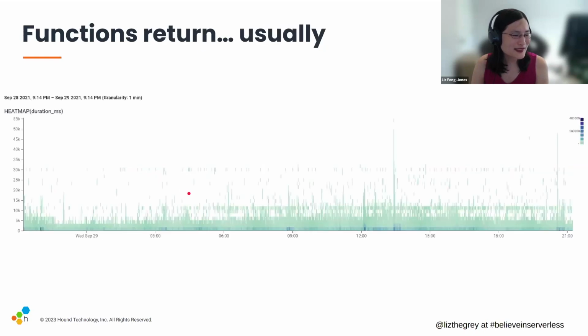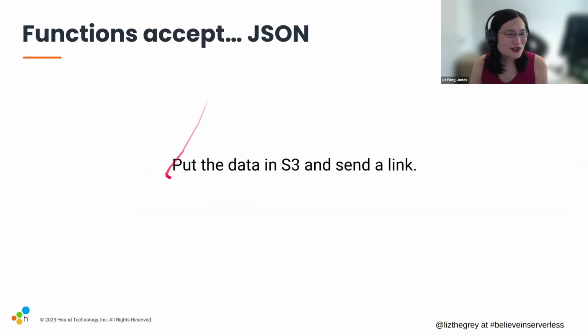Other facets here, functions accept JSON. They don't accept protobuf, at least for now. I keep on harping on the Lambda team: please support arbitrary binaries. We shouldn't have to base64 encode our stuff and shove it in a JSON blob.